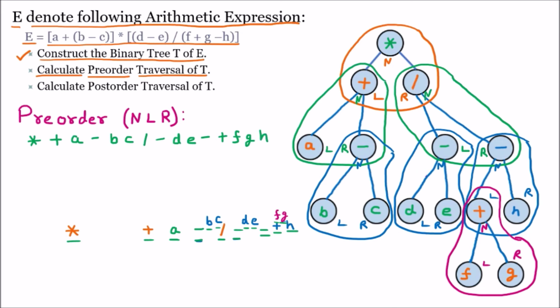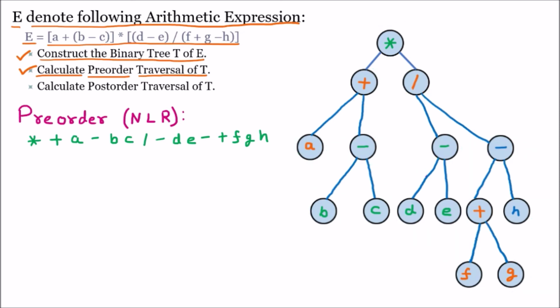So this one is the pre-order expression. So here we have solved the second part also, that means the pre-order expression. Now we are going to solve the third part. Now talking about the third part, we have to calculate the post order traversal of T. So here we are going to find out the post order.